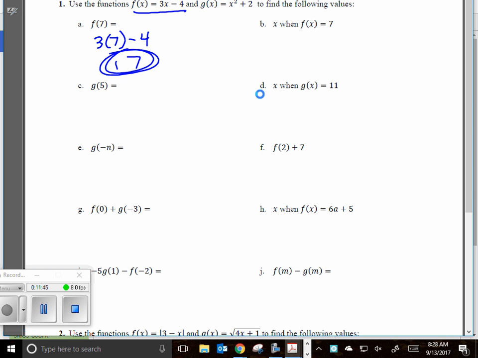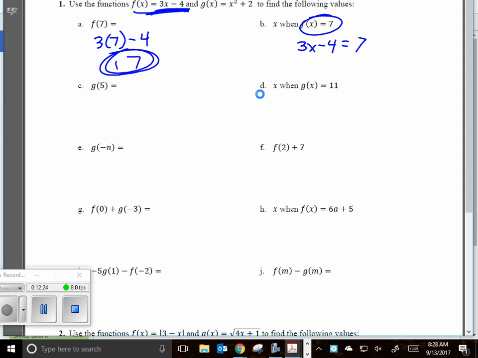Now, this next one, part B, is a little trickier, and that's one of the reasons I like to start the homework with you. So, it says x when f of x is 7. Okay, that's confusing. In the examples we were doing, we always just stuck numbers into the functions. When it says f of x is 7, f of x is right here. Would you agree that that means 3x minus 4, which is what f of x is, equals 7? Does that look like an equation you could solve? See what I mean?